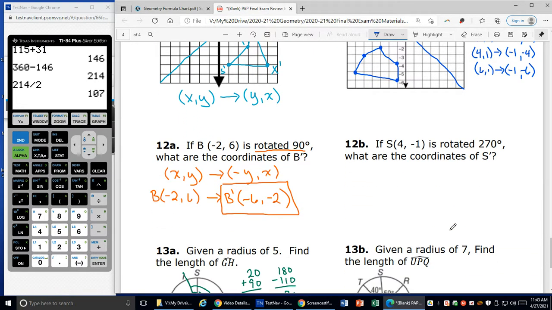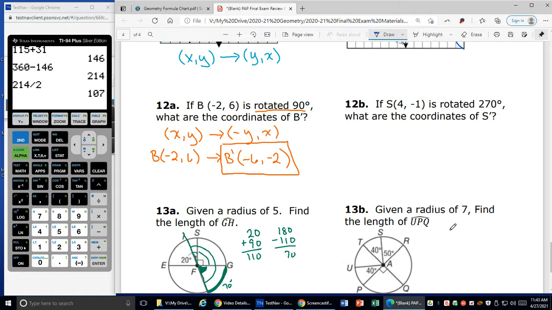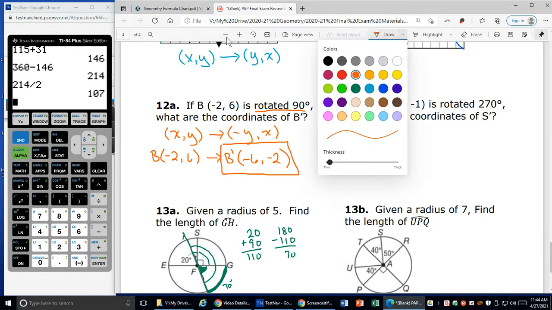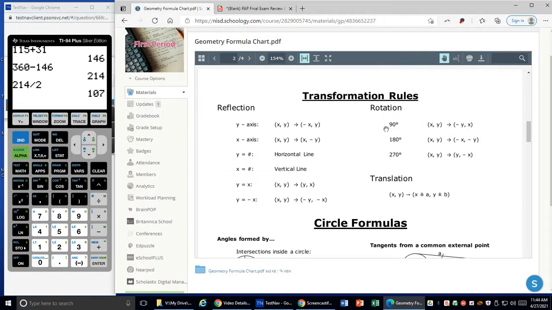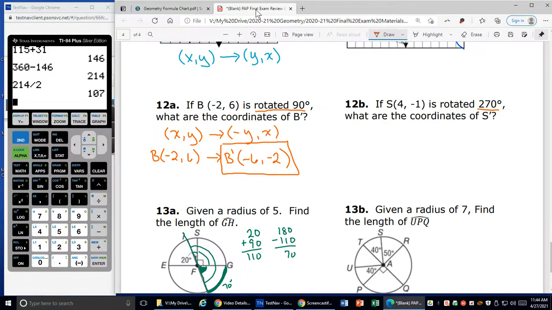Okay, let's look at 12b. If S from #1 is rotated 270 degrees, what are the coordinates of S prime? Now this one, we can't do exactly the same as the last one because just like on 11, I'm rotating by a different number of degrees. So I am going to have to go and refer back to the formula chart. For rotating 270 degrees, (x, y) rotates to (y, the opposite of x).